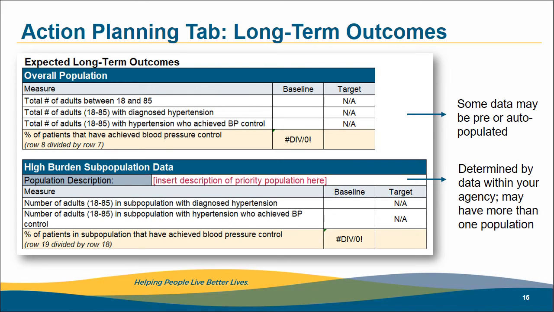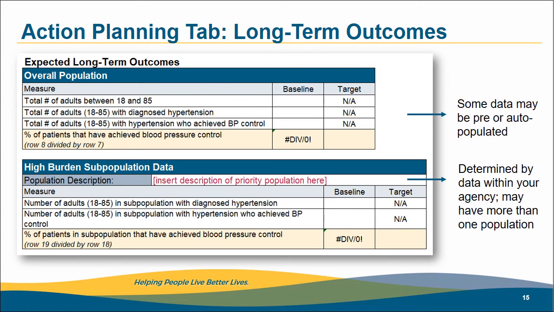So some of that information, as a heads up, may be pre- or auto-populated based on the information that's available or how your tool is set up. That second table is primarily focused on the high burden subpopulation or priority population data. We talk about this in more detail in the background video, but a large focus of our funding opportunities with the CDC is to encourage work specifically with high burden subpopulations and/or priority populations.